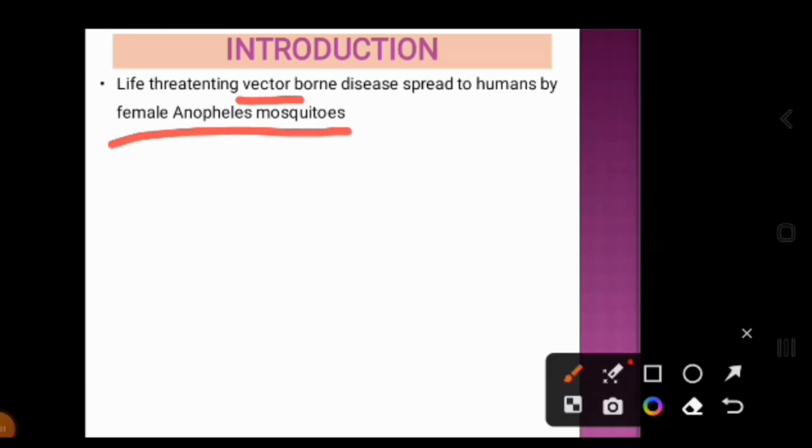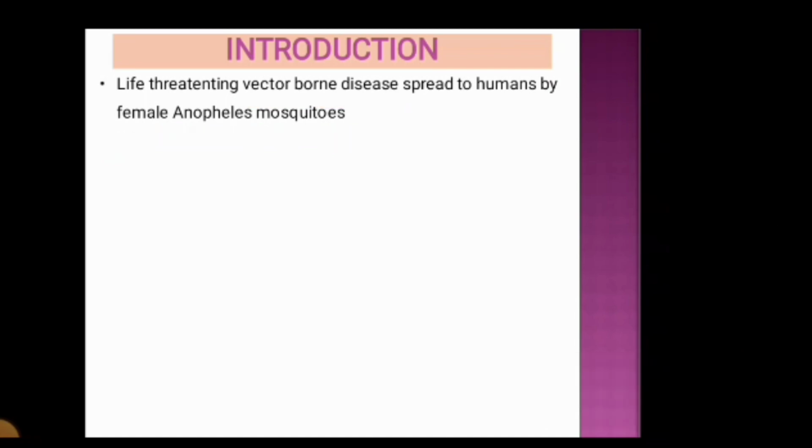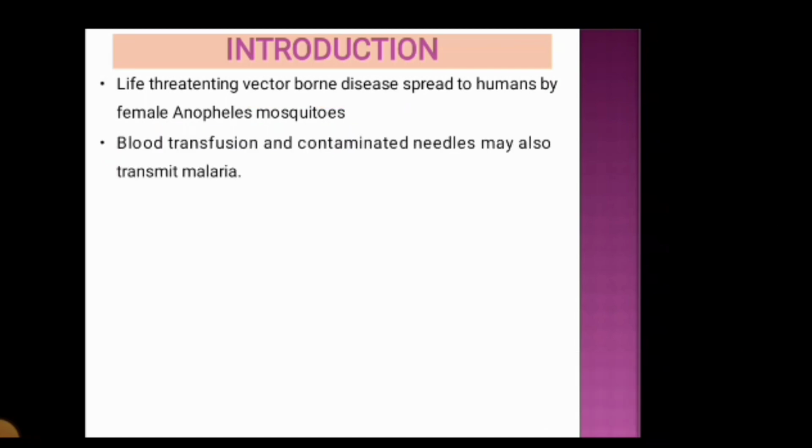Now, why is it known as a vector-borne disease? Because this disease is transmitted and spread by mosquitoes. Vector-borne diseases are ones that are transmitted by vectors such as mosquitoes, fleas, ticks, sandflies, etc. Here the vectors are mosquitoes. Blood transfusion and contaminated needles may also transmit malaria, but this rate is very low. The main cause of transmission is the female Anopheles mosquito.